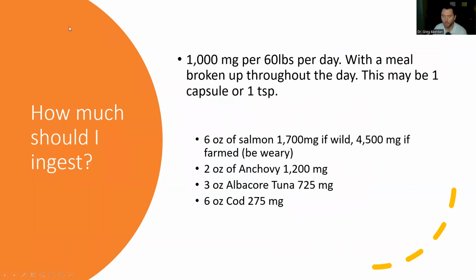Whenever we recommend to people, we do it based off of body weight. And so with individuals that we know and that works best, we actually look at 1,000 milligrams per 60 pounds of body weight per day. So doing the math itself, you have a 180-pound person, we're looking at 3,000 milligrams per day. It's just what your body needs.